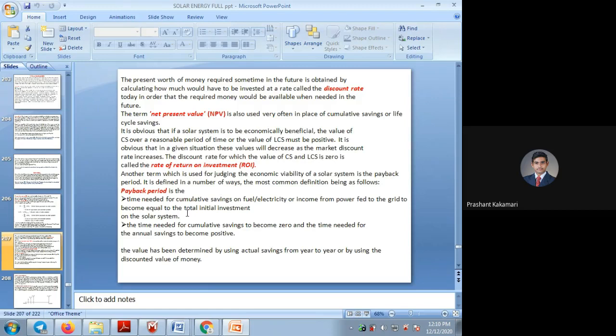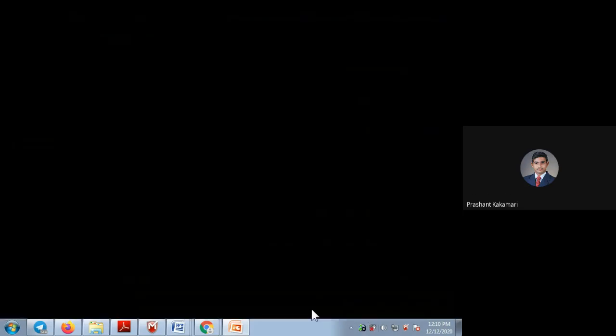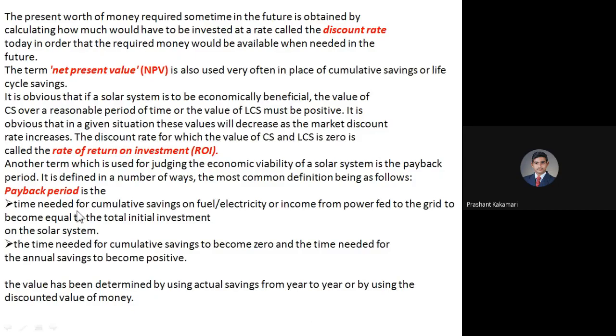It is defined in many terms. Here I have taken two definitions, very simple to understand. I'll read the points here. This is the time needed for cumulative savings on fuel or electricity. Whenever I talk about fuel or electricity, it is from outside, not on-site. It means it is not from the solar, it is from the grid or outside connections. That saving we are making by connecting an on-site solar system. So that is the cumulative savings for a given number of years, and the time taken for those savings.